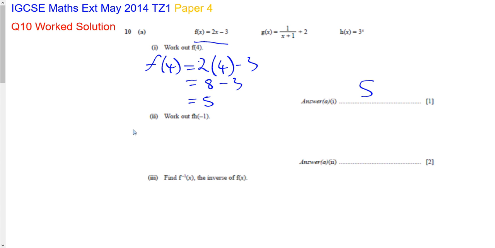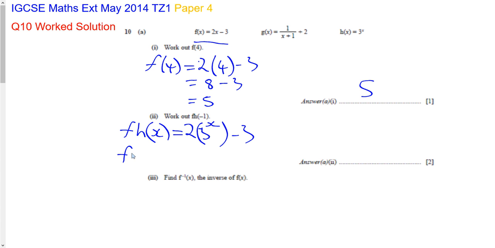So f of h of x, I'll simplify it for you. Let's just take our f of x function, so it's going to be 2. Now we're going to replace x with our h function, so it's going to be 2 lots of 3x minus 3. Okay, so that's f of h of x. All right, now let's do f of h of -1.